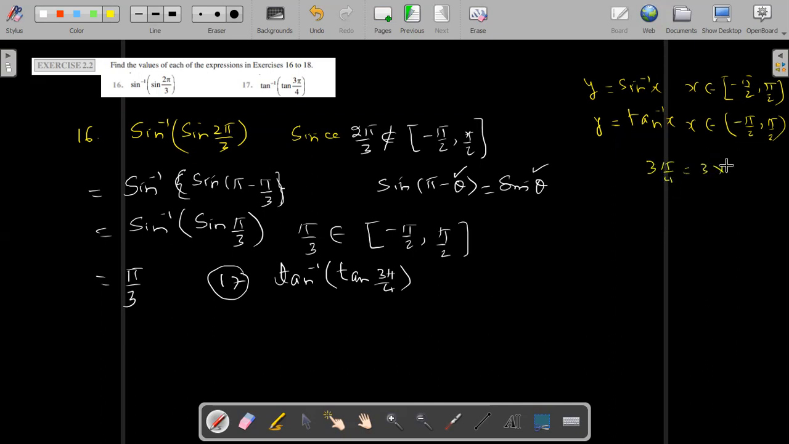Pi by 4 is 45 degrees. 45 degrees multiplied by 3: 3 times 5 is 15, 3 times 4 is 12, and 1 carried is 13, so 135 degrees. 135 is more than 90 degrees, so 3 pi by 4 does not belong to the range minus pi by 2 to pi by 2. So tan inverse tan cannot be omitted directly. We have to bring it in this range.